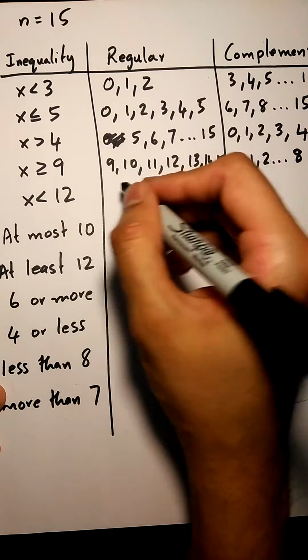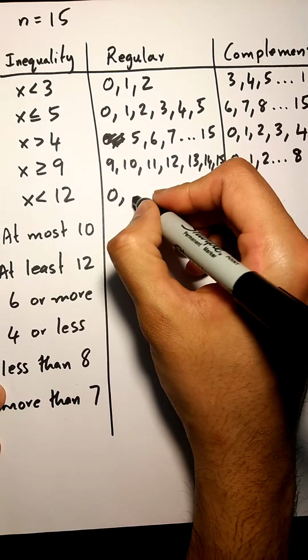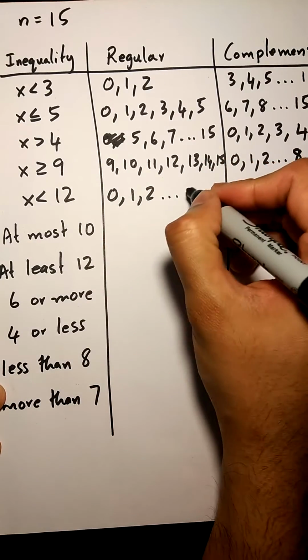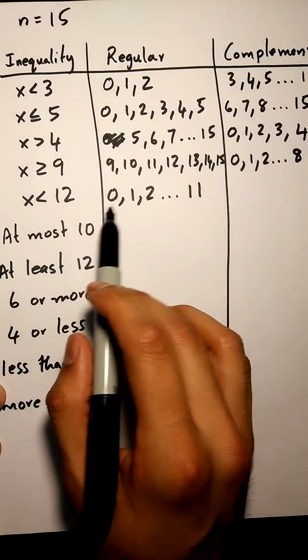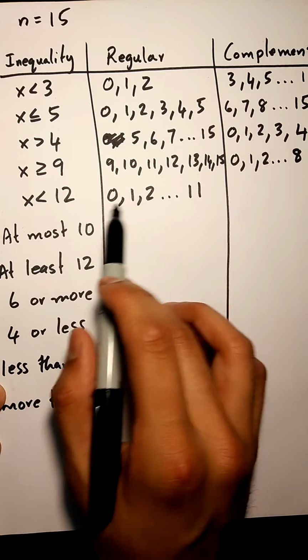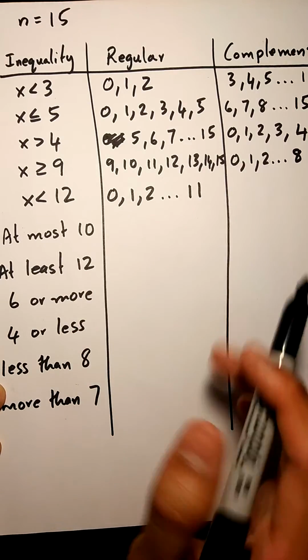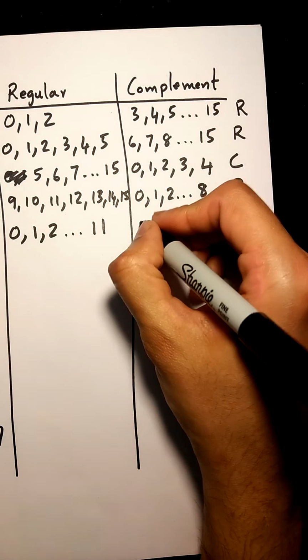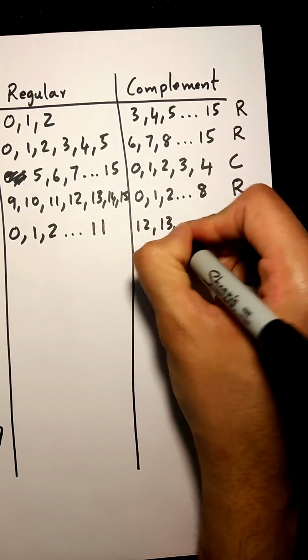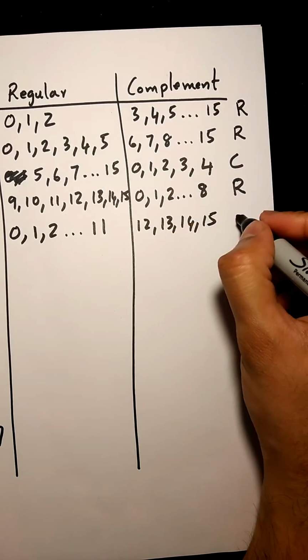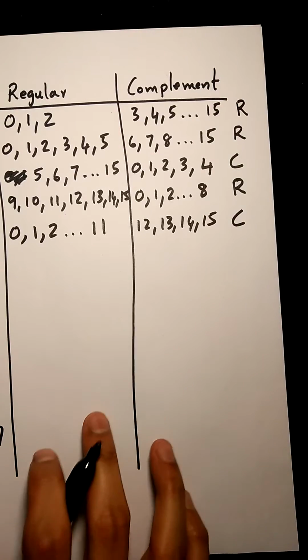Next example, x less than 12. So this means x starts at 0 and goes all the way up till 11. That's 12 calculations right there. You know that our complement is only going to have 4 calculations: 12, 13, 14, and 15. In this case, we're going to pick our complement rule.